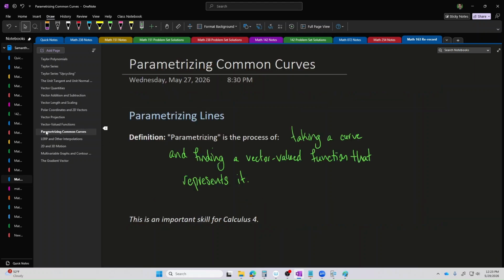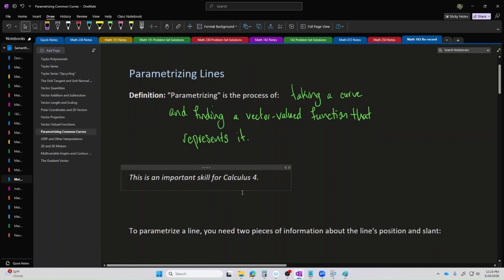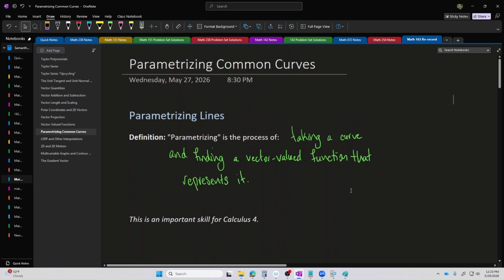So we're definitely not going to be learning how to parameterize any arbitrary curve, but we will be learning how to parameterize the most common types of curves, specifically those types that tend to arise in Calculus 4. And to begin with, let's talk about how to parameterize lines.